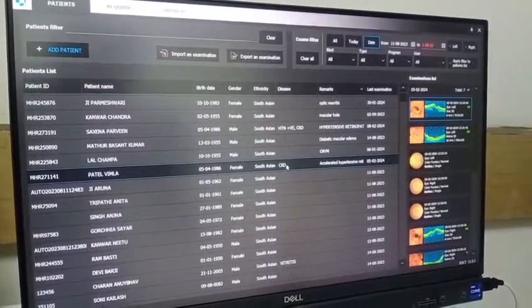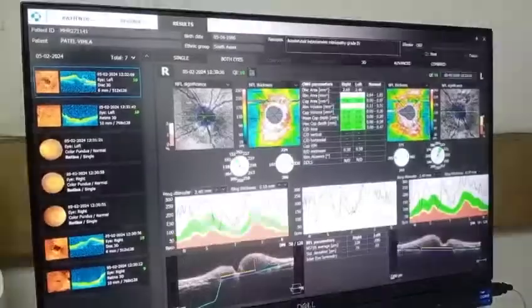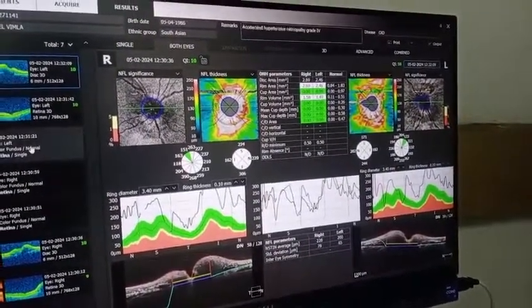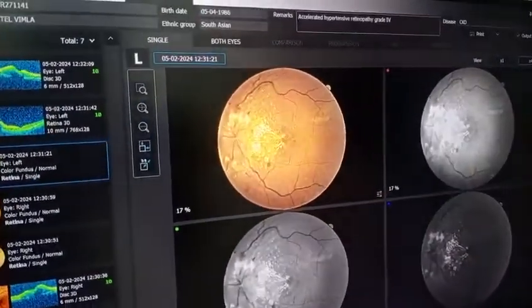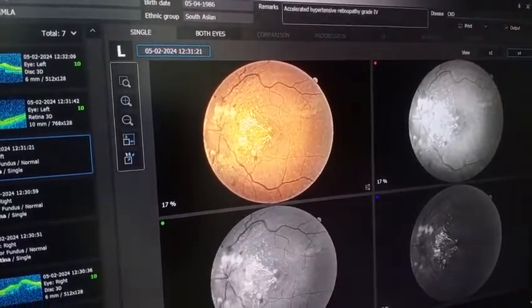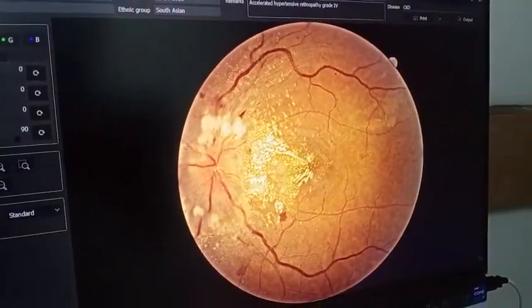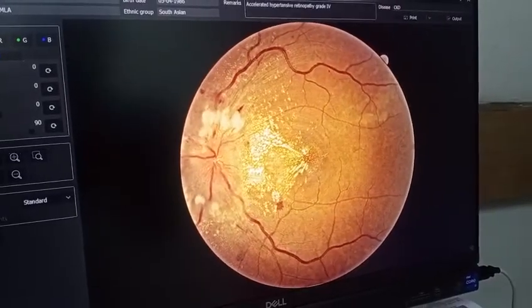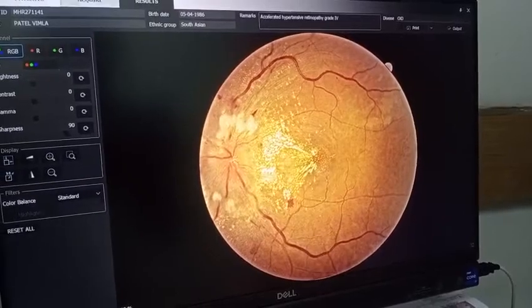Again, it is a typical picture of accelerated hypertensive retinopathy. So again, there is a grade 4 papilledema, and we can see here there is a macular star formation and the soft exudate, hard exudate, disc hemorrhages and disc edema. You can see here grade 4 papilledema, soft exudates, retinal hemorrhages and macular star. Typical picture of accelerated hypertensive retinopathy grade 4.